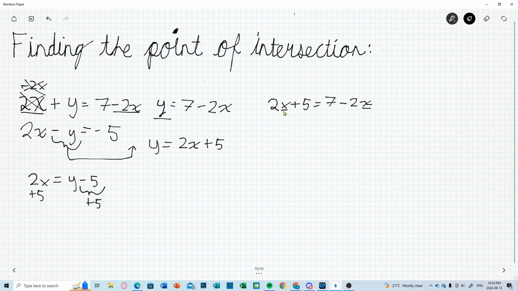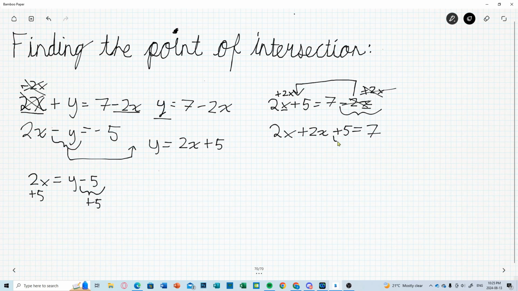In order to solve for x, we'll see that there's a 2x here and it's a negative. We will most of the time want to work with the positive versions of the numbers. So we're going to bring it over to this side by adding a 2x here, as well as adding a 2x here, because this will cancel with this, and whatever you do to one side of the equation, you have to do to the other side. So we'll add 2x here, plus 5 is equal to 7.